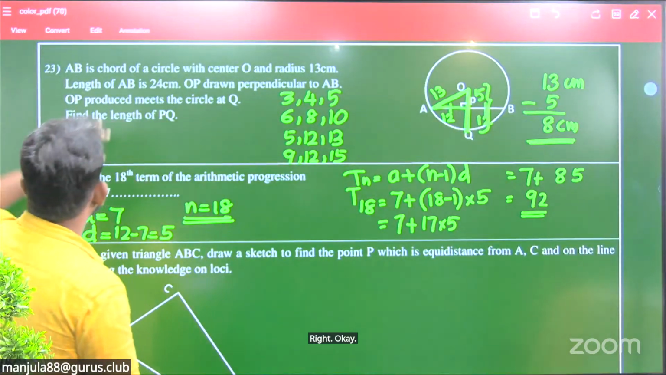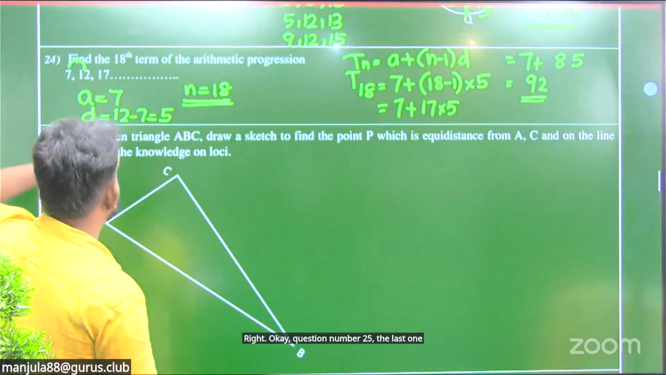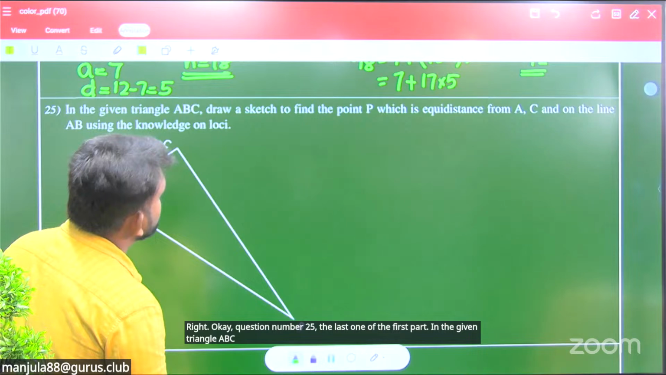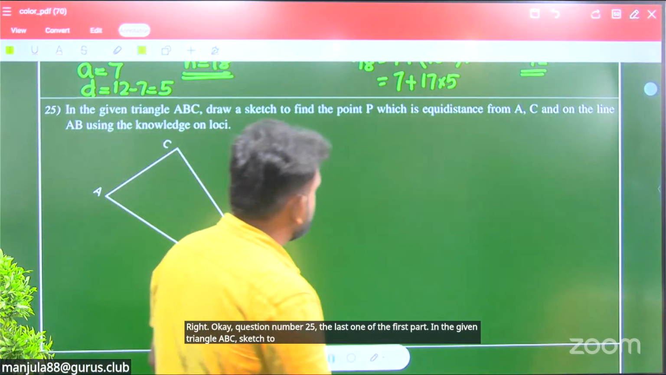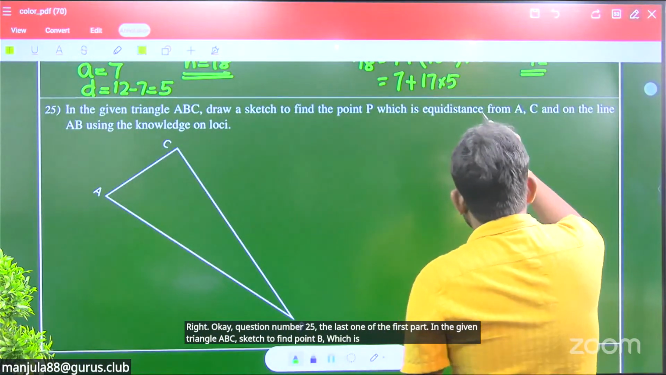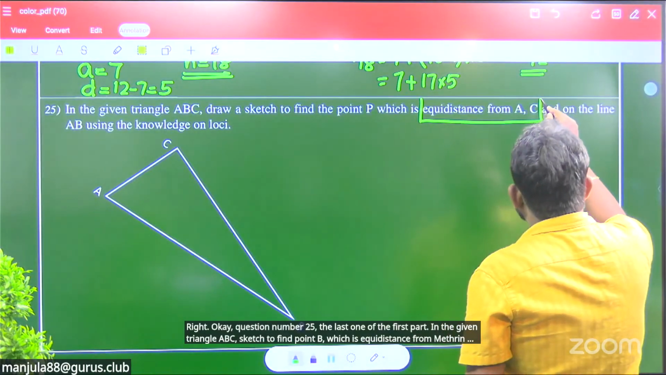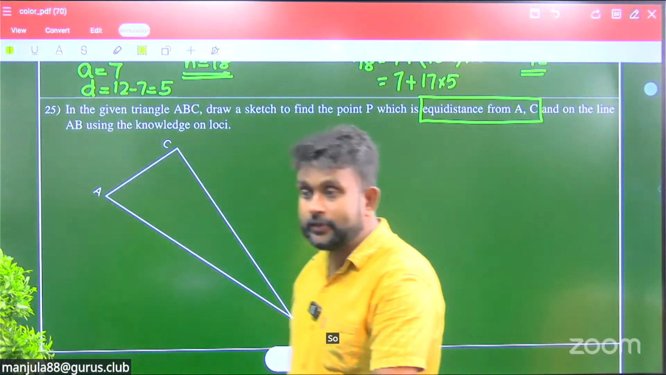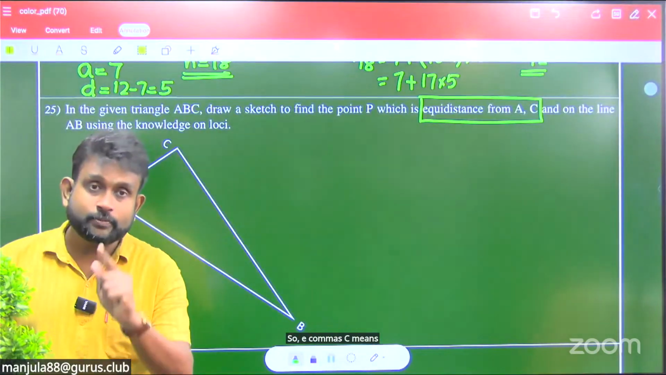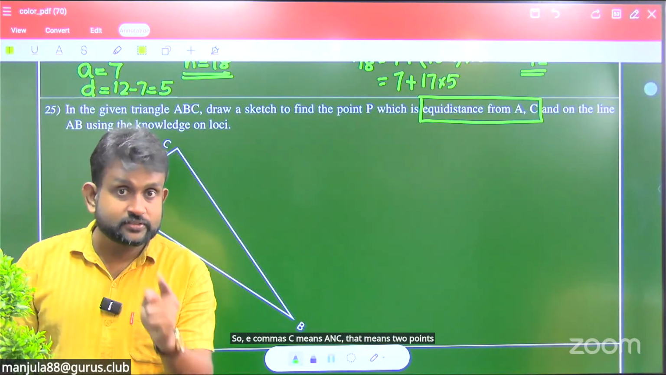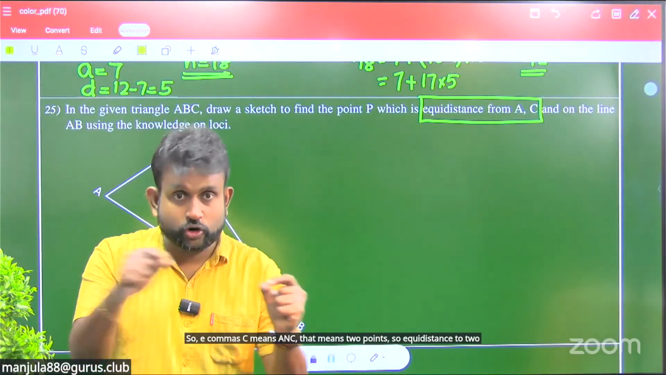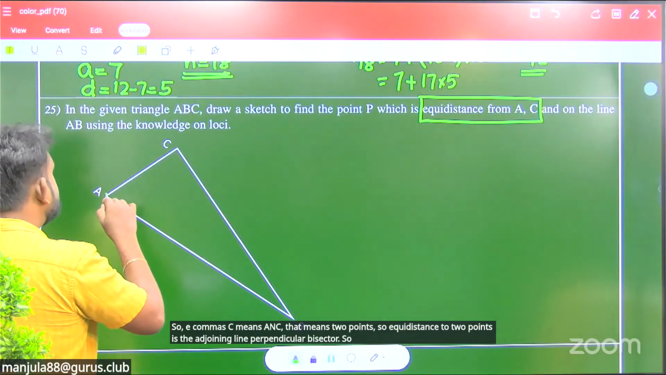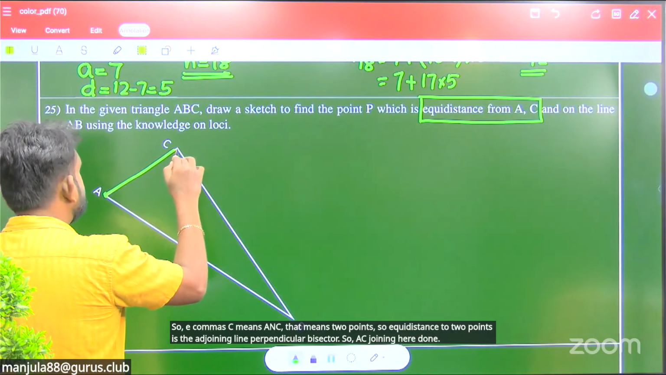Okay, question number 25, the last one of the first part. In the given triangle ABC, draw a sketch to find point P, which is equidistant from A, comma C. So A comma C means A and C, that means 2 points. So equidistant from 2 points means the perpendicular bisector of the line joining them. So AC joined here, done. So this line's perpendicular bisector.